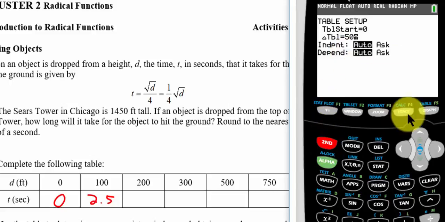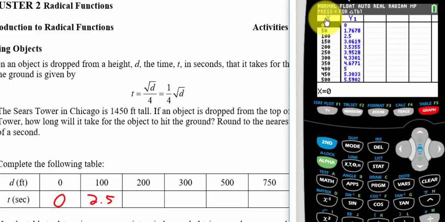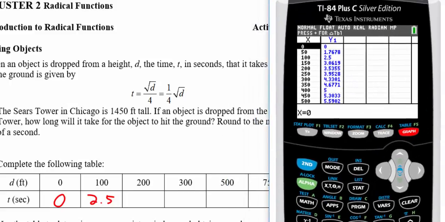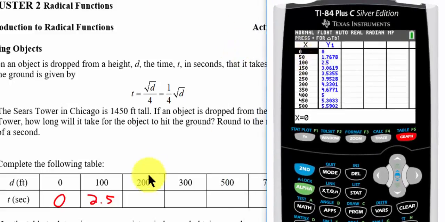Now, when I press second and graph, you can see when my d or my x is 0, my y is 0. When d is 100, you notice we have 2.5. And then for d is 200, it's 3.5, and so on. Now, this did say round to the nearest hundredth, so I'm going to fill in my table with the values from my calculator. For 200, it's 3.54.